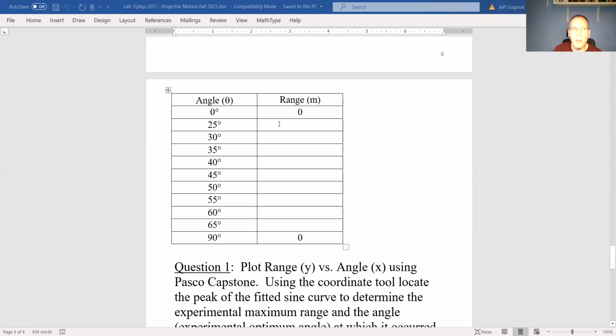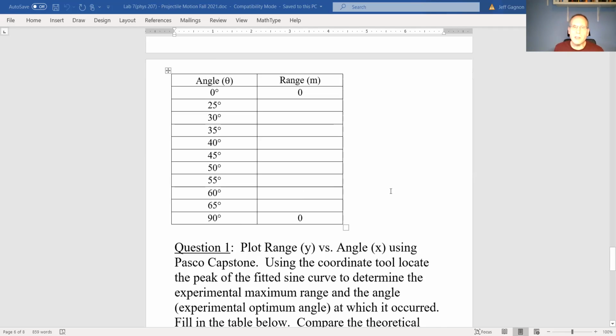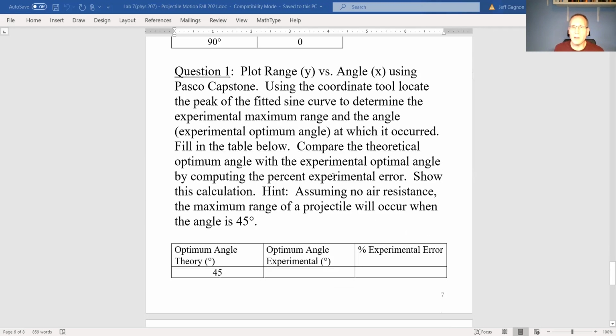You want to measure the range of the projectile. The other difference is the simulation is done in SI units. So the range is in meters, right? Where we use the regular wooden launcher, that was CGS units, so it was centimeters. So you have to be careful. So this is actually going to be in meters. And then the questions are basically identical.